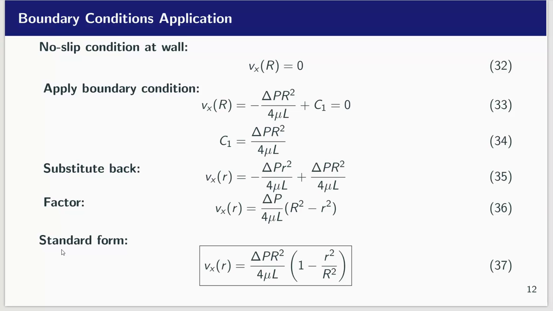At the wall, no slip boundary condition, so vx at r equal to capital R is equal to 0. If we plug that in, c1 will be del p R square by 4 mu l. Now we again plug that value, so vx of r will be del p by 4 mu l times (R square minus small r square). The standard form is vx of r is equal to del p R square by 4 mu l times (1 minus (r by capital R) whole square), and that will be the velocity profile.